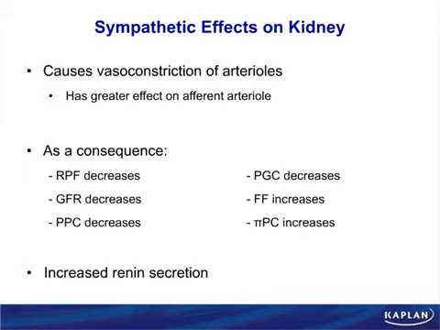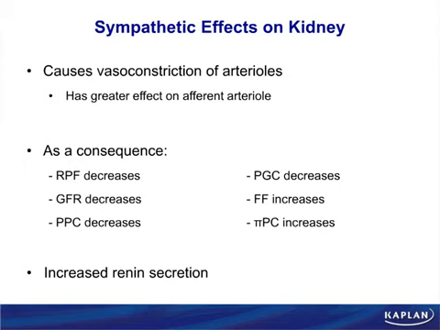Let's discuss this. What happens? Increased sympathetic drive to the kidneys causes vasoconstriction of both afferent and efferent arterioles. I'll say it again, both afferent and efferent arterioles, but the greater effect is on the afferent arterioles. That will lead to a decrease in renal plasma flow, which will lead to a decrease in GFR. GFR will decrease. This will lead to an increase in filtration fraction, which will lead to an increase in oncotic pressure.